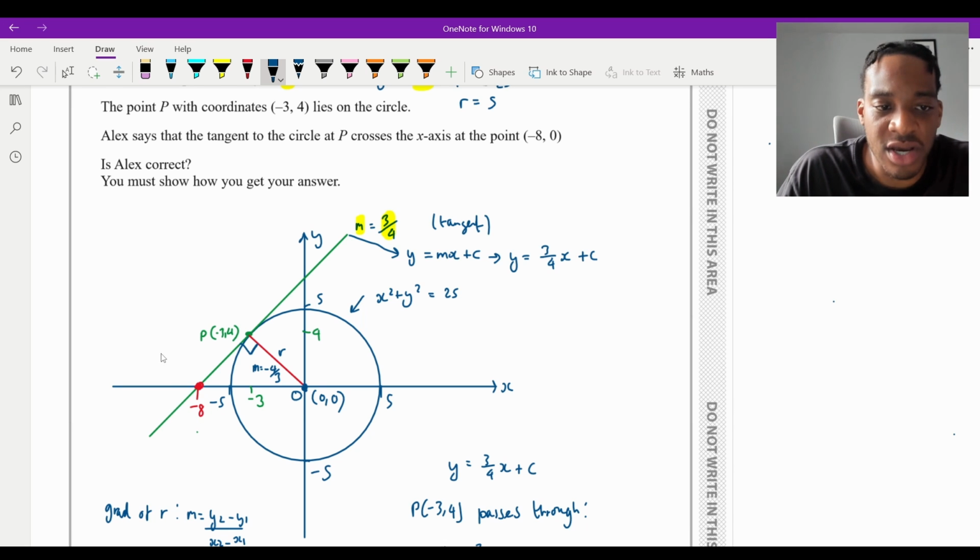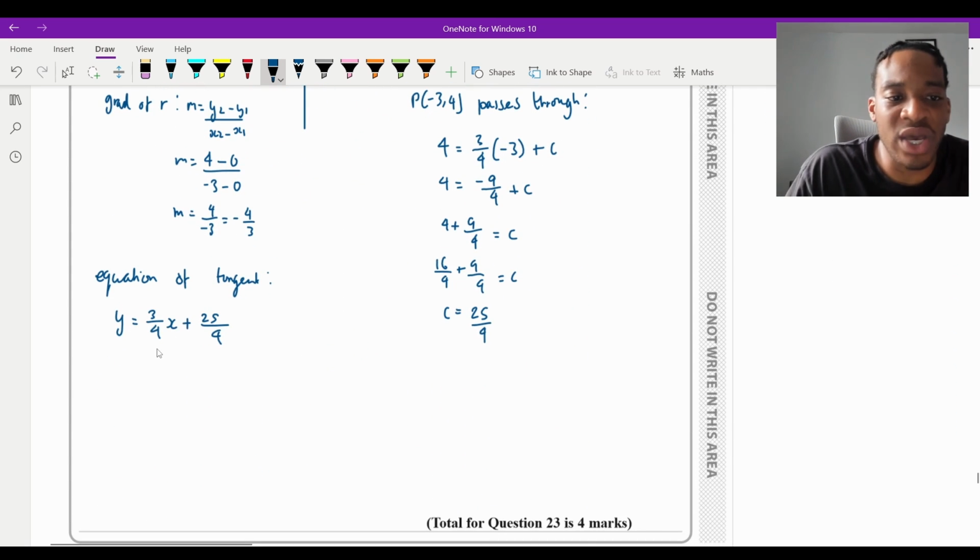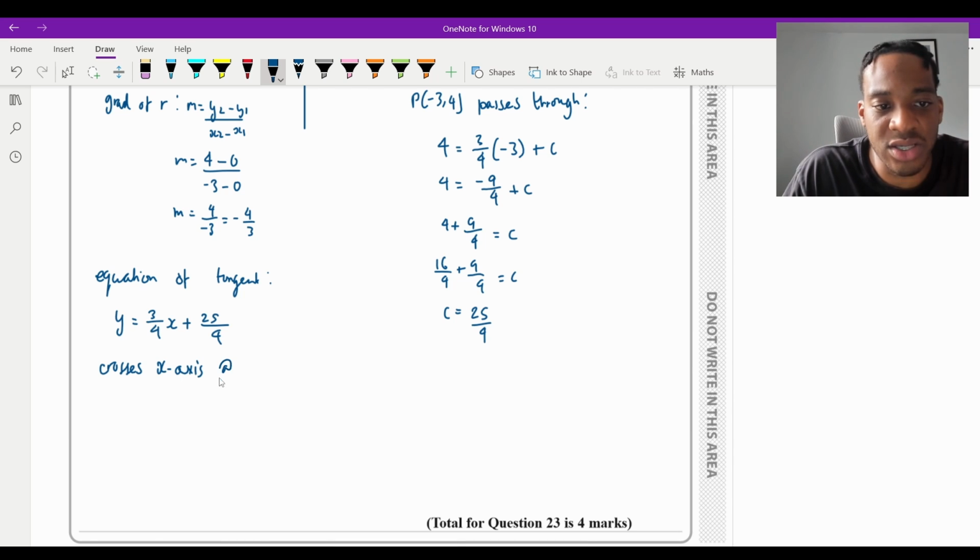And remember another thing. If you cross the x-axis, this is when your y-coordinate is equal to 0, isn't it? Because if you're along the x-axis, you haven't gone up or down. So the y-coordinate is always going to be 0 there. So we can use this to figure out what our value of x is. So we could say that it crosses the x-axis at y equals 0. And that would mean that we're just going to replace this with 0 here. So it's going to be 0 equals 3 over 4 x plus 25 over 4.